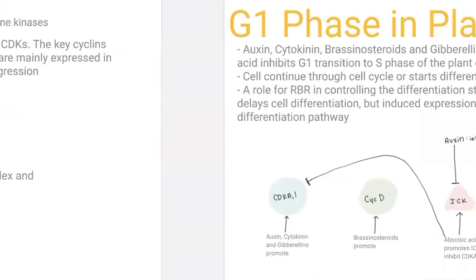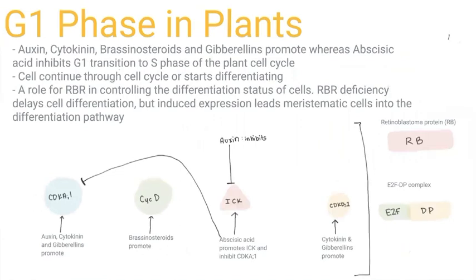Moving on to the next slide, we're going to talk about G1 phase in plants. The G1 phase in plants is where the cell either continues through the cell cycle or starts differentiating. A key factor in differentiation is the retinoblastoma protein, here in red. This retinoblastoma protein, also RB, helps in controlling the differentiation status of cells. A deficiency in this molecule delays cell differentiation, whereas an excess induces expression that leads to differentiation pathways in cells. These are molecules that play a key component in the first transition, which is the G1 phase to the S phase.